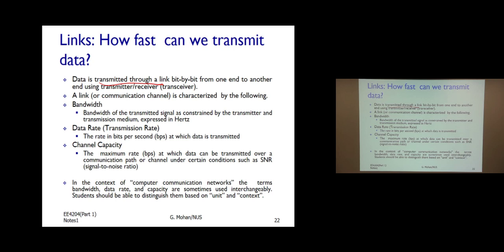A link is characterized by different parameters. Frequently we encounter bandwidth, data rate or transmission rate, and channel capacity or link capacity. These three terms are related to each other, but there are small differences. Let's look at bandwidth. When we say bandwidth of a communication channel or bandwidth of a link, what does it mean? As the name says, bandwidth is the width of the frequency band which is used for transmission. To put it formally, it is the bandwidth of the transmitted signal.